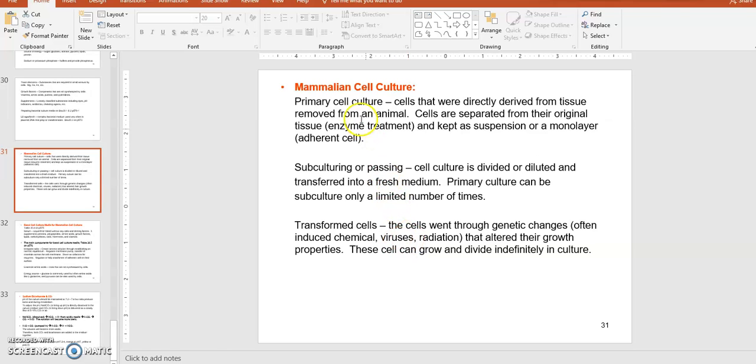Okay. Understand what primary cells are, and how they are different from established or transformed cells. Transformed cells are kind of mutated cells. They can live forever. Primary cells cannot live forever. And when cells live for a certain period of time, they have to move from one medium to another because they will run out of space and nutrients. That's called passing or subculturing.